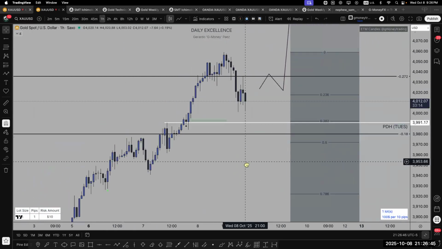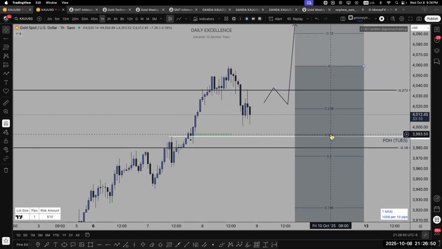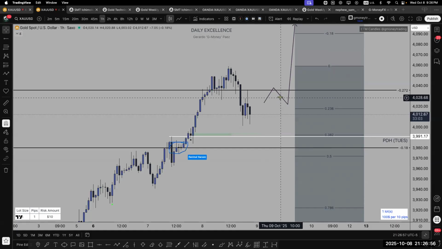Yeah, I think this is a good area, man. I do like this 1 hour base rally right at that 38% and the high of Tuesday to potentially continue. Obviously, play the buy first, right? Play the buy to the buy first.